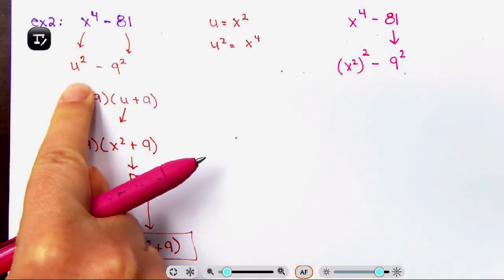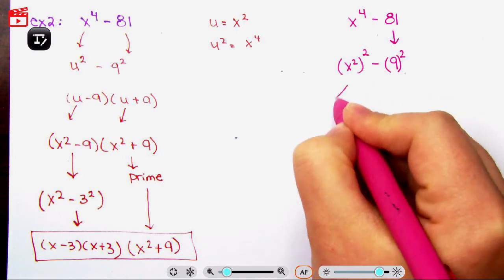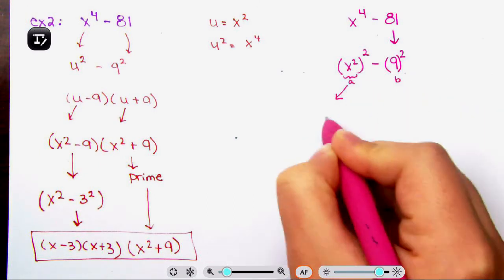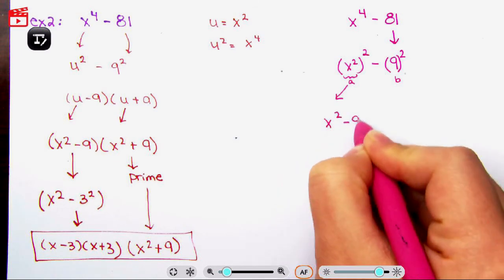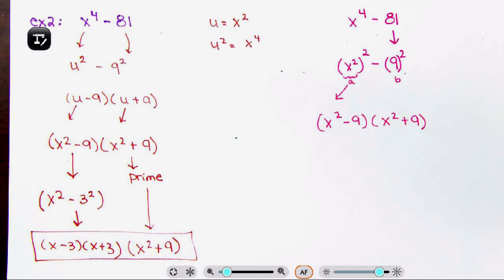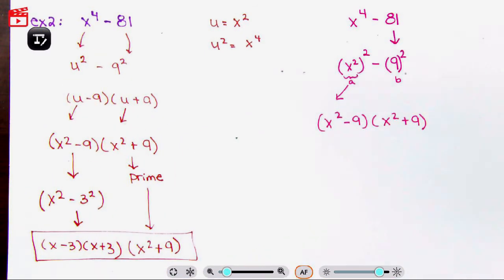So you didn't have to use U substitution. If you notice here, then you could have immediately jumped to this is your A bubble, this is your B bubble. So we could have done x squared minus 9, x squared plus 9. Now you didn't have to see that if you have the U substitution, it works out the same way. You can see this without U substitution, that's okay as well. Let's go back to a trinomial with 3 terms, and I can give you one more example of that.